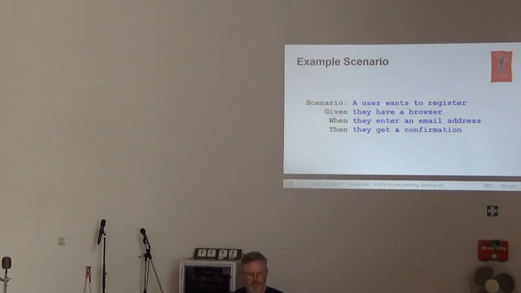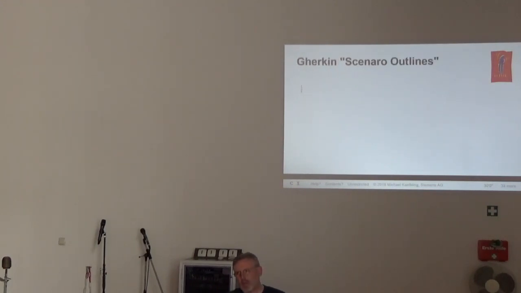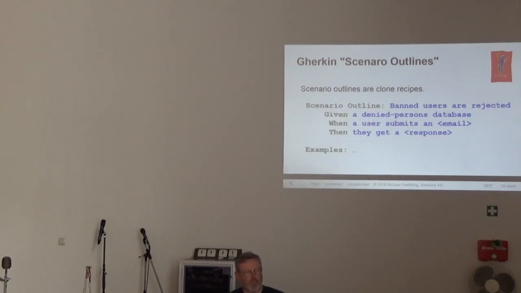It goes a little further than that because you end up writing too many scenarios, so they came up with scenario outlines, which are basically table-based ways to generate more scenarios. For example, banned users are rejected. Given a denied persons database, okay, I'm going to have to implement a denied persons database. When a user submits an email, then they get a response. And that's followed by a table of examples.